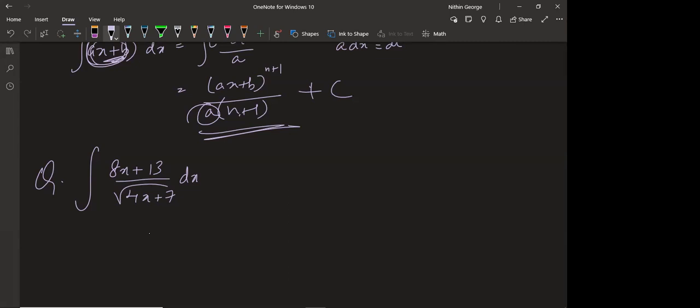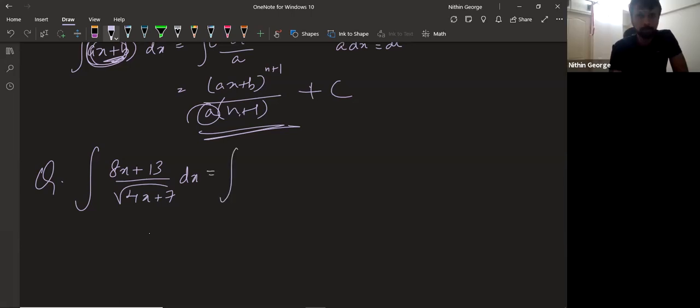Sir, is it 1 by 24 into (4x plus 7) to the power 3 by 2 minus 8 root of 4x plus 7? How did you proceed? I think that's the wrong answer, but I'm not getting the same answer here. But let's solve and find out. So, how did you proceed?